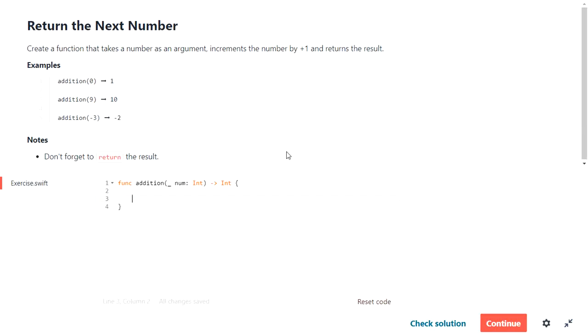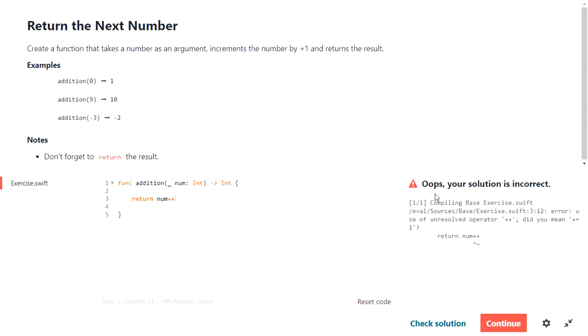So basically we are working in Swift 5.0, so the plus plus sign doesn't work. One time I'll show you. Return num plus plus. If you check the solution, our solution will be incorrect because this plus plus sign is not supported by Swift 5.0. So as you can see, our solution is incorrect because this plus plus sign doesn't work.